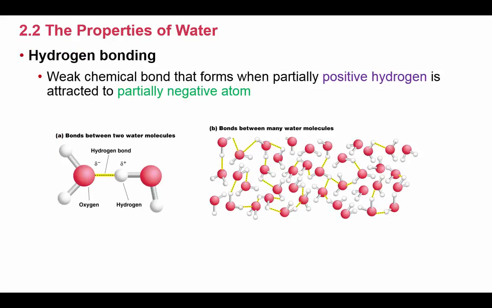Another thing that we want to look at before we look at the properties of water is something called hydrogen bonding. Now, the definition of hydrogen bonding is that it's a weak chemical bond. Keeping in mind it's weak, you're going to want to remember that later on. It forms when a partially positive hydrogen is attracted to a partially negative atom. So if you look at the example below, water is a great example of hydrogen bonds because you have the hydrogens that have a positive charge. They're going to be attracted to the negative oxygens, and by doing that it holds these atoms together to form water molecules.